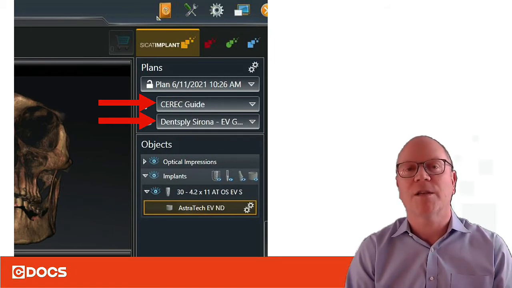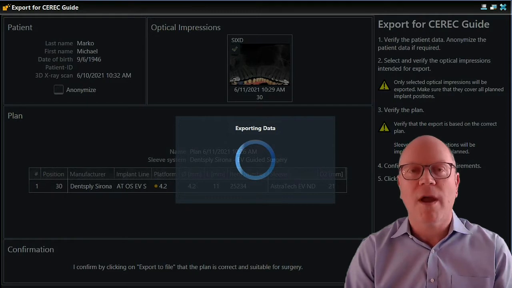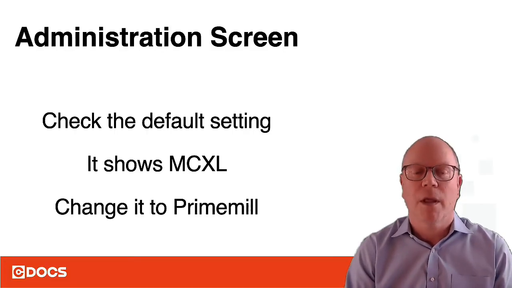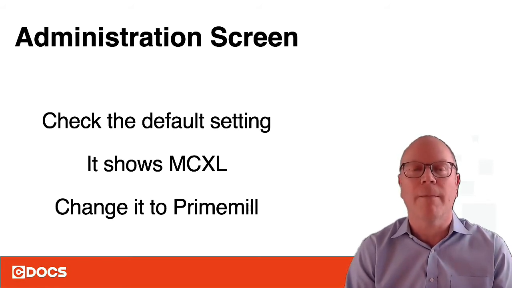And you're either going to export that to a hard drive, thumb drive, hub, whatever it is. So you get that data exported, bring it back into your Cerec to do your planning. And the first thing that comes up is the administration screen.